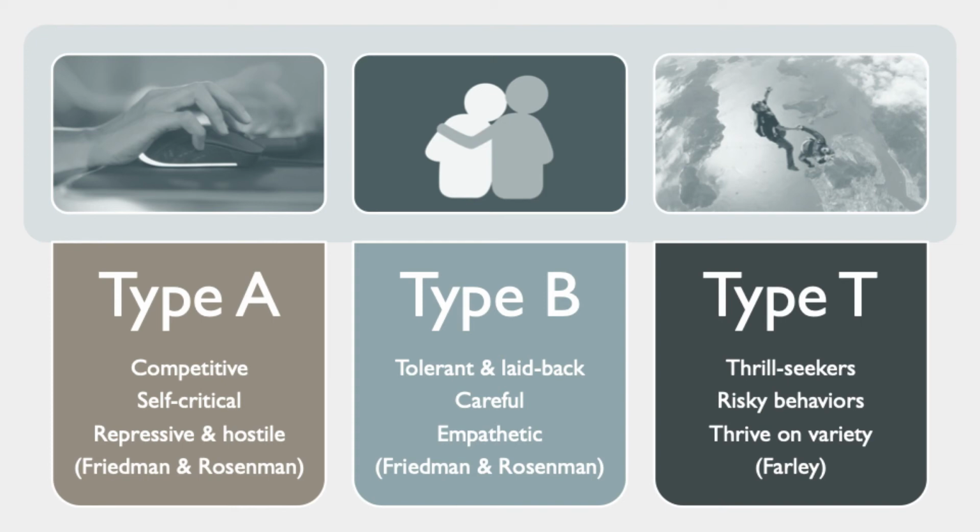Type T personalities, which was not one of the original types, was added by Frank Farley. It is sometimes referred to as Big T, T for thrill-seeking, but you could also think of it as T for testosterone, because it is linked to higher levels of this hormone. It's also related to dopamine.